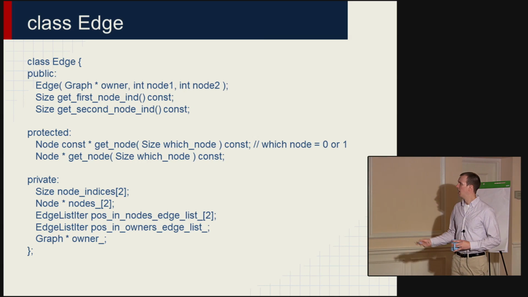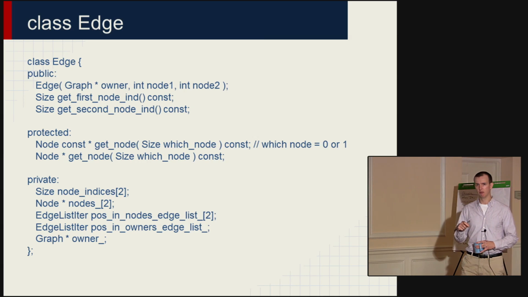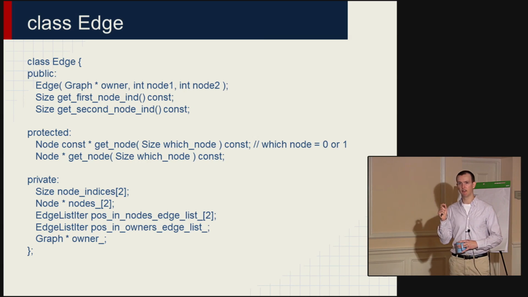Class edge, similarly, has a pointer back to its owner. It has the indices of the two nodes that it's incident upon. It has a pointer to each of those nodes in case you need those. And then it keeps a couple of iterators so that it can abstract itself out of the edge list that it lives inside of very quickly.